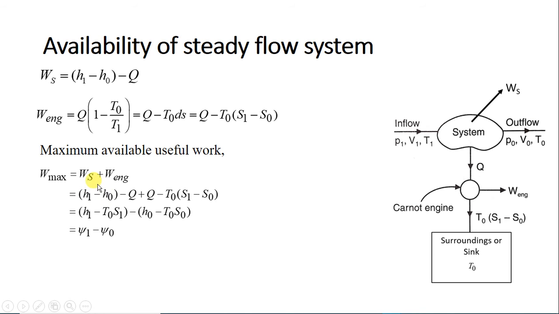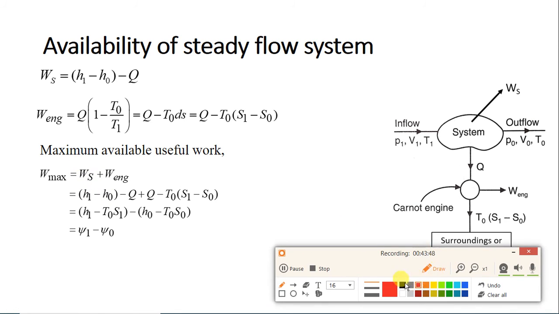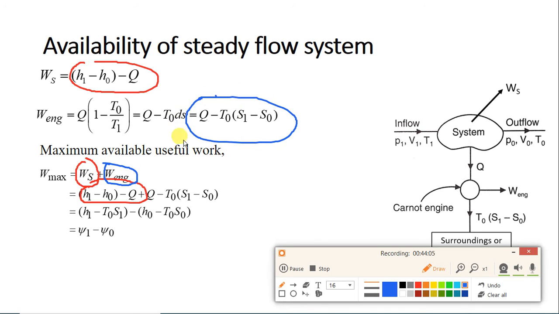So Ws is what? Ws is this part, H1 minus H0 minus Q. What is W engine? W engine is this part. So W engine I have written over here: Q minus T0 (S1 minus S0), in bracket. So now just arrange the terms.